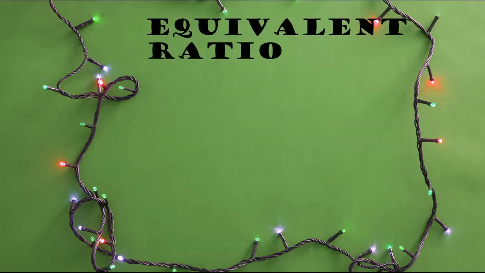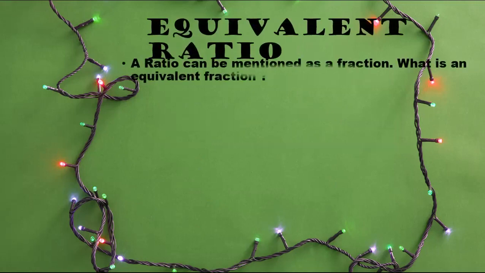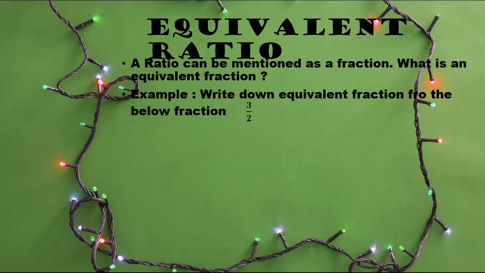Now, what is an equivalent ratio? A ratio can be mentioned as a fraction, as we have discussed earlier. So what is an equivalent fraction? If I ask you to write down an equivalent fraction for 3 by 2, equivalent fraction means that the numerator 3 and the denominator 2 must be divided by the same number or multiplied by the same number to get the equivalent fraction. For example, 3 multiplied by 2 over 2 multiplied by 2 is equal to 6 by 4. Or 6 divided by 2 over 4 divided by 2 is equal to 3 by 2.